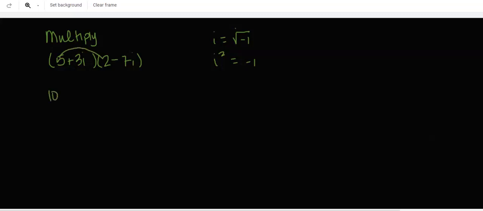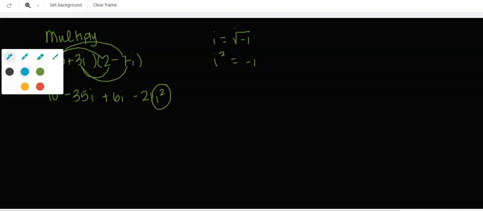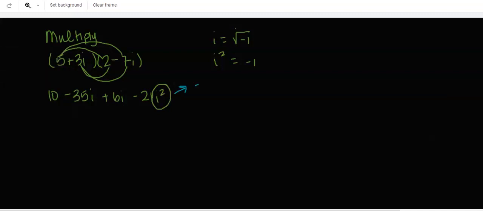So I'm going to distribute 5 times 2 and then 5 times negative 7i. So I multiply the numbers. Make sure you write the i down. Then I go inside. I'm going to distribute negative 3i. So distributing negative 3i is positive 6i. Distribute the 3i to the negative 7i: negative 21i squared. There's that i squared. I'm going to replace i squared with negative 1.